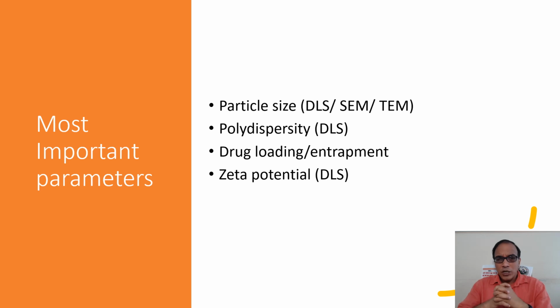Now the most important parameters are particle size, which you can measure by DLS, SEM, TEM. Polydispersity you can measure very effectively by DLS, and you need not do anything, you will get the polydispersity index automatically from the instrument. Drug loading and entrapment you can also perform. Zeta potential is also measured by DLS.